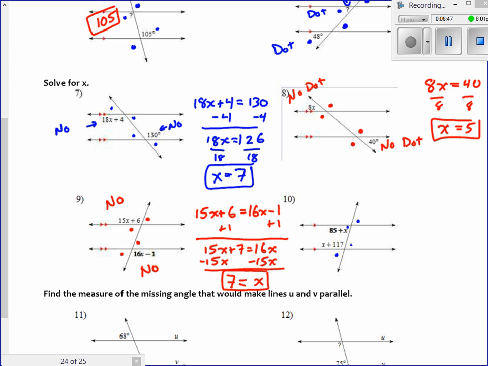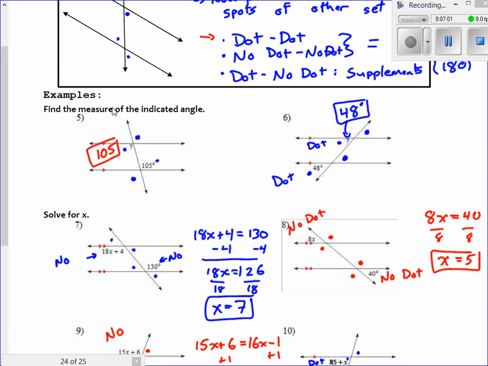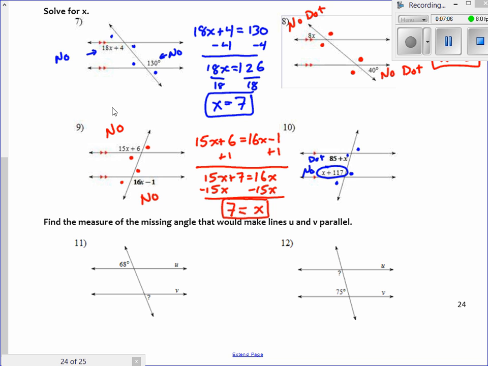And then number 10, we'll go ahead and do our dots in that set of angles. So the corresponding ones below. Now all of a sudden, if we look here, 85 plus x, that has a dot. And then x plus 117, there's no dot with this right here. So when I do a dot and a no dot, go back to the top, you can see dot and no dot means they're supplements. In other words, 85 plus x, there's one of the angles, plus x plus 117, those are going to add up to be equal to 180.